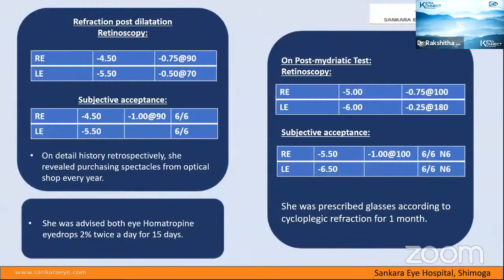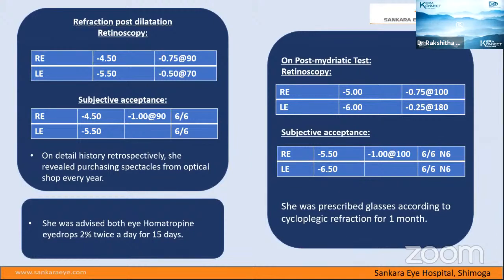Next slide, please. So we got her dilated retinoscopy done. In the right eye, her retinoscopy findings were -4.5 with -0.75 cylinder at 90 degrees, and in the left eye -5.5 sphere with -0.5 cylinder at 70 degrees. She was accepting -4.5 and -5.5 and improving to 6/6. So we took a detailed history retrospectively. She revealed she was purchasing spectacles from the optical shop every year. She was diagnosed to have excessive accommodation, and we advised homatropine eye drops 2% in both eyes twice daily for 15 days.